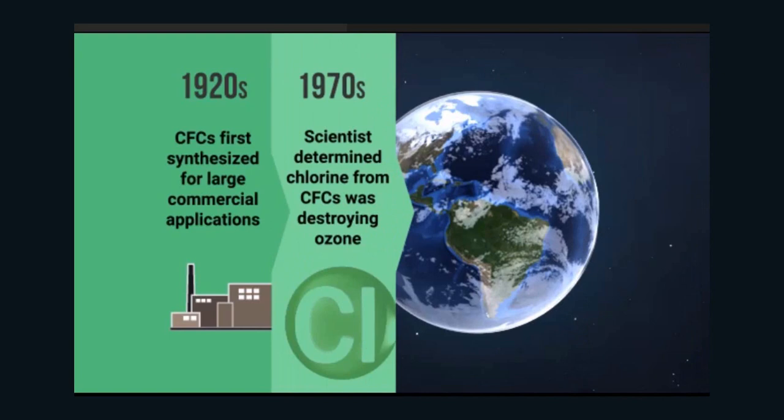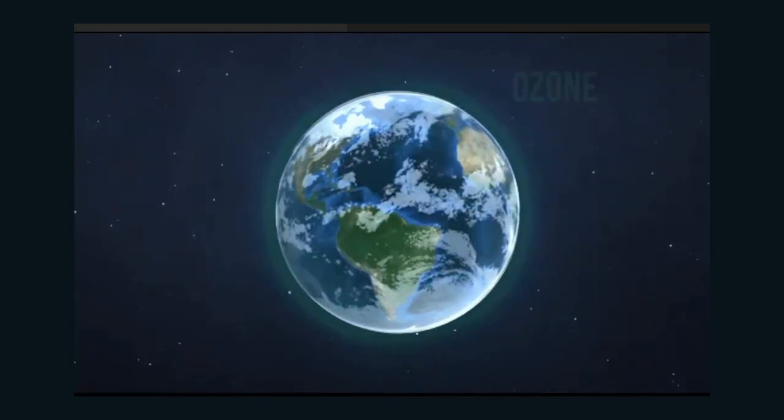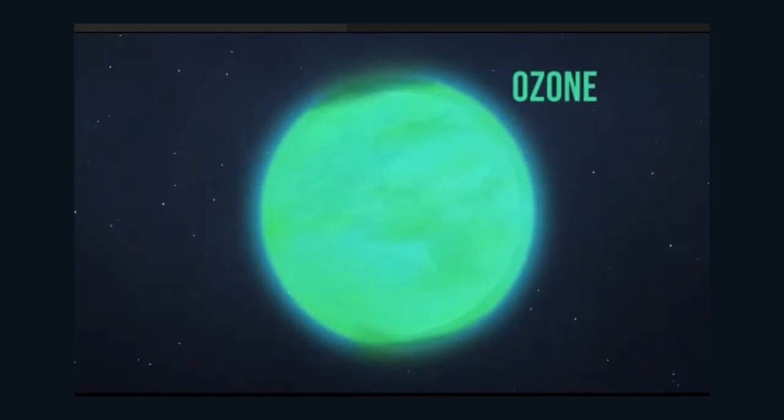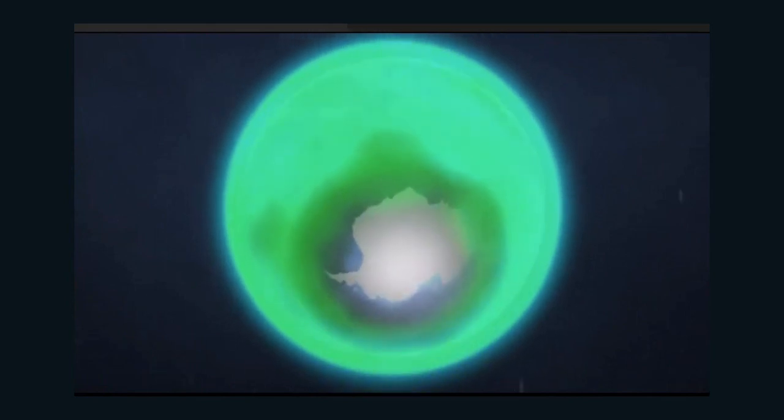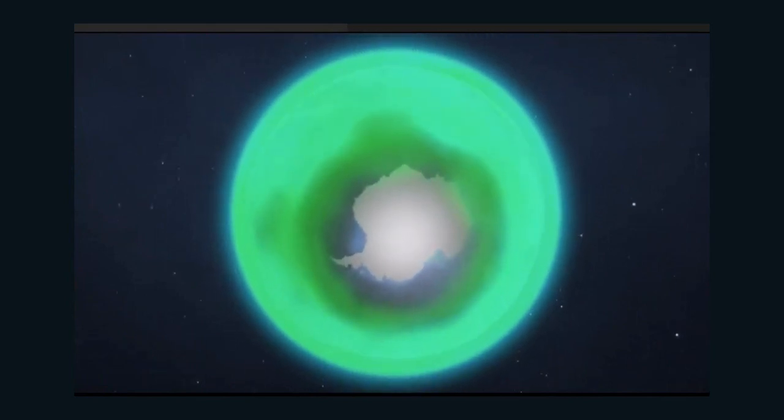However, in the 1970s, scientists determined that the chlorine from CFCs that had accumulated in the upper atmosphere was destroying the ozone that protects us from harmful ultraviolet (UV) radiation. This has created ozone holes at the Earth's poles, where temperatures are low enough for ozone-destroying reactions to occur.